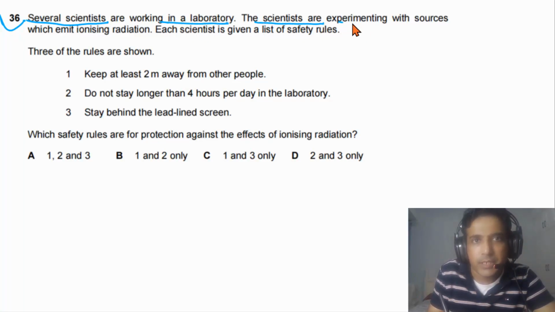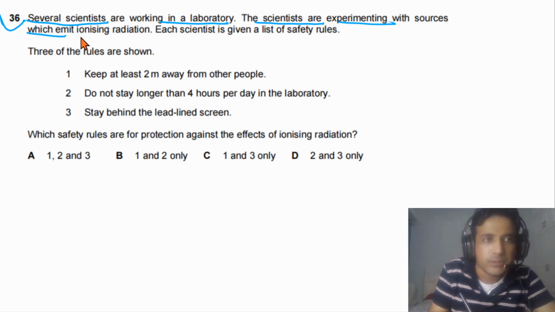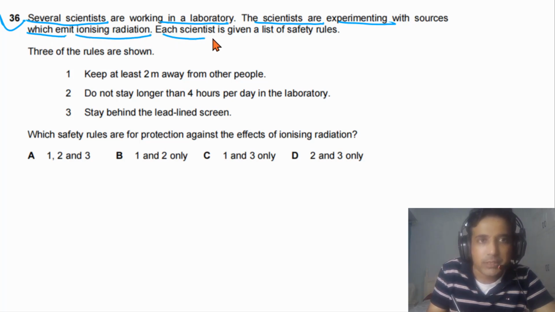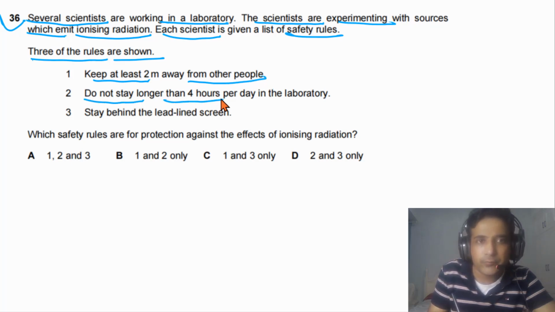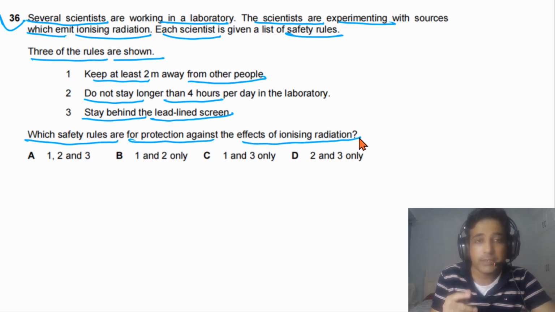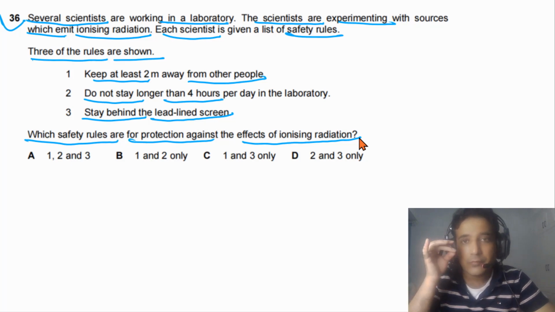Question 36 says several scientists are working in a laboratory. The scientists are experimenting with sources which emit ionizing radiation. Each scientist is given a list of safety rules. Three of the rules are shown. Keep at least 2 meters away from other people. Do not stay longer than 4 hours per day in the lab. Stay behind the lead line screen. Which safety rules are for protection against the effects of ionizing radiation?